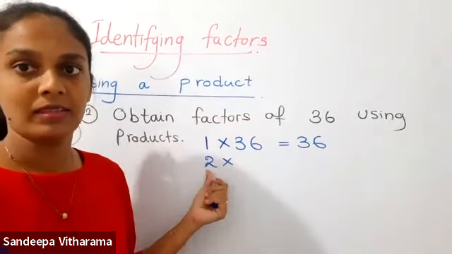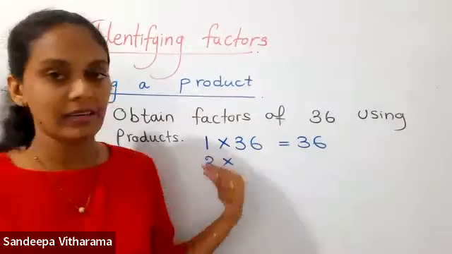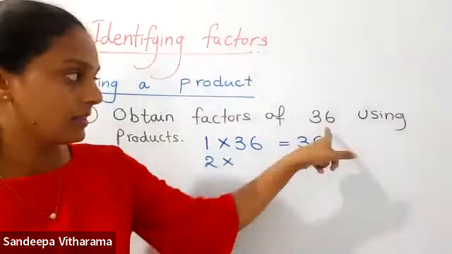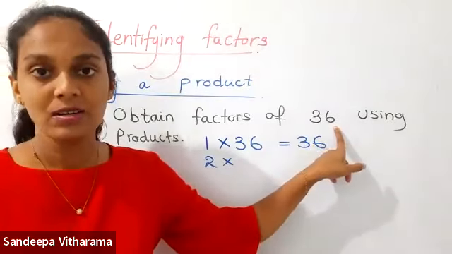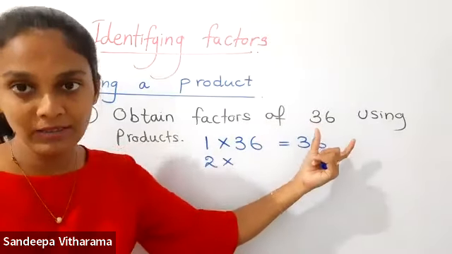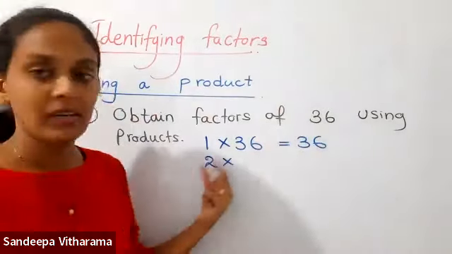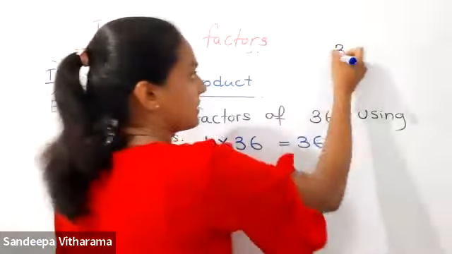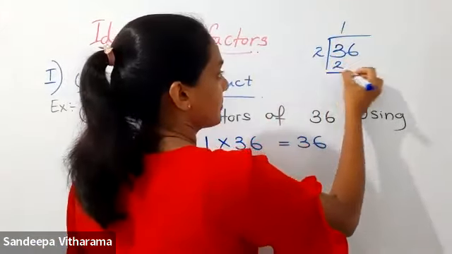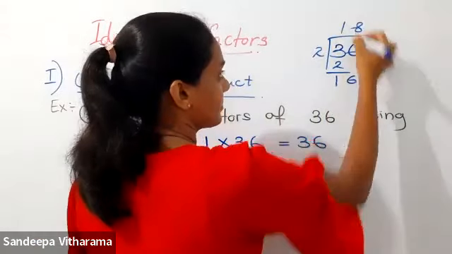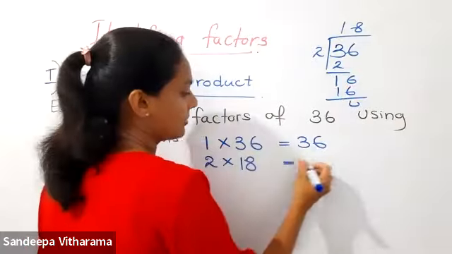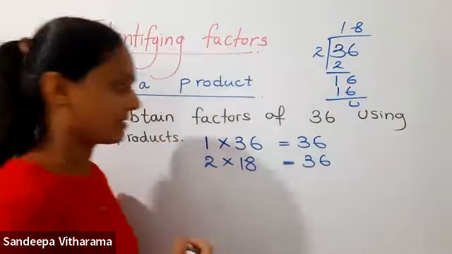Okay? We can check whether 36 is divisible by 2 using the divisibility rule, right? The last digit is an even number. That means we can identify it is divisible by 2. And let's divide. After you divide 36 by 2, what is the answer? It is 18. So 2 into 18, we can obtain 36.